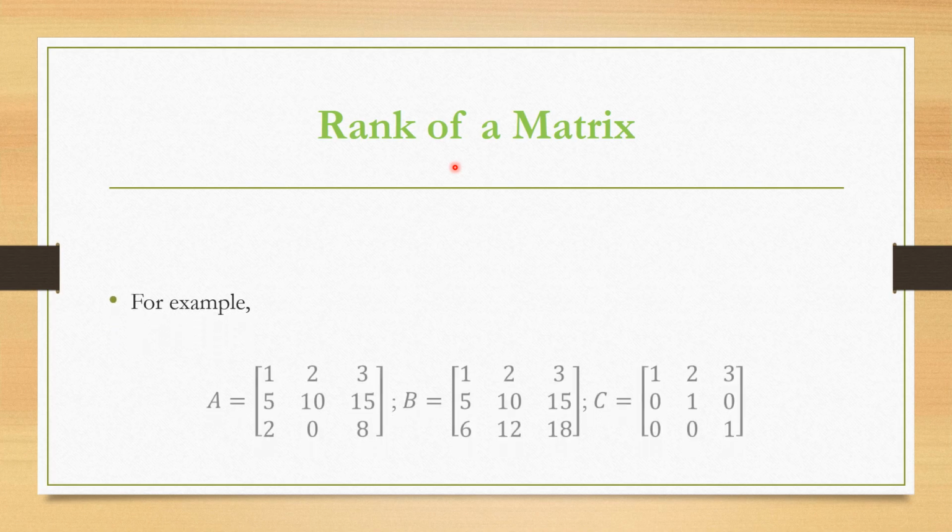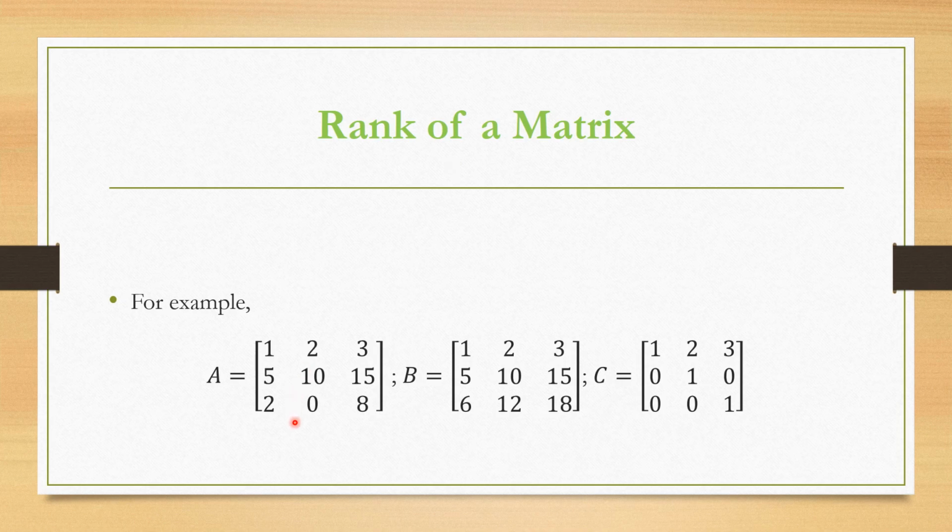For example, I have chosen three matrices A, B and C. In the first matrix, if we look into the arrangement of rows, obviously the first row when multiplied by a scale of 5 gives the second row. So the first row information will be redundant with respect to the second row information. So out of these two rows, only one row is independent.